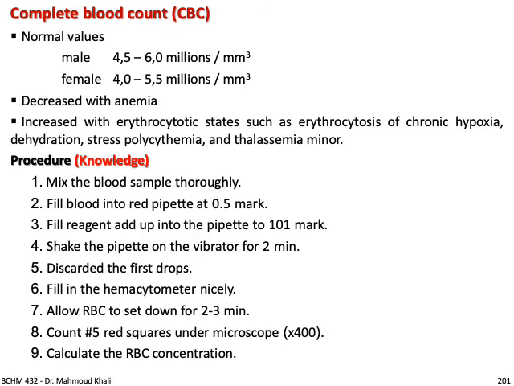The normal values in a CBC for male is around 4.5 to 6 million per cubic millimeter, while female is a little bit lower. This number decreases with anemia and increases with erythrocytotic states such as erythrocytosis or chronic hypoxia, dehydration, stress, polycythemia, and thalassemia minor. For the procedures, it's only for knowledge, for you to know, not to study, for all the coming procedures.